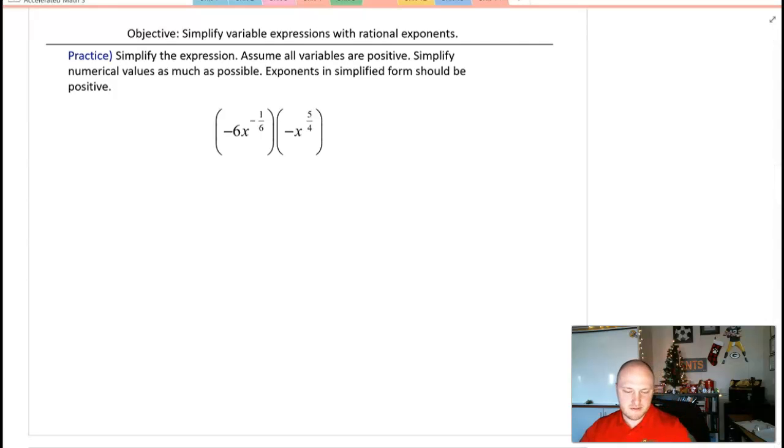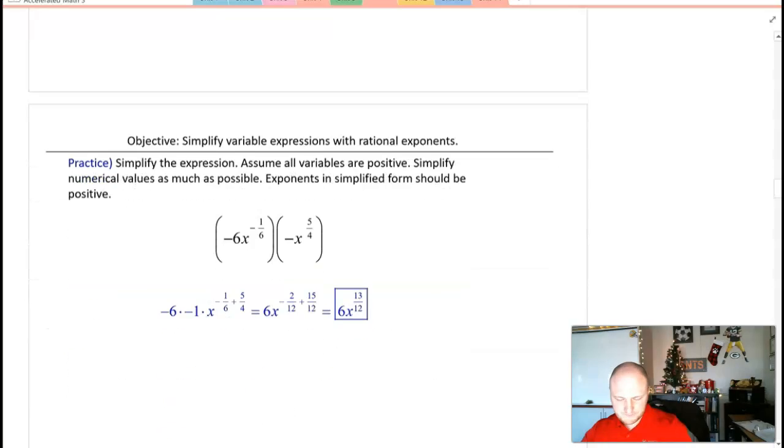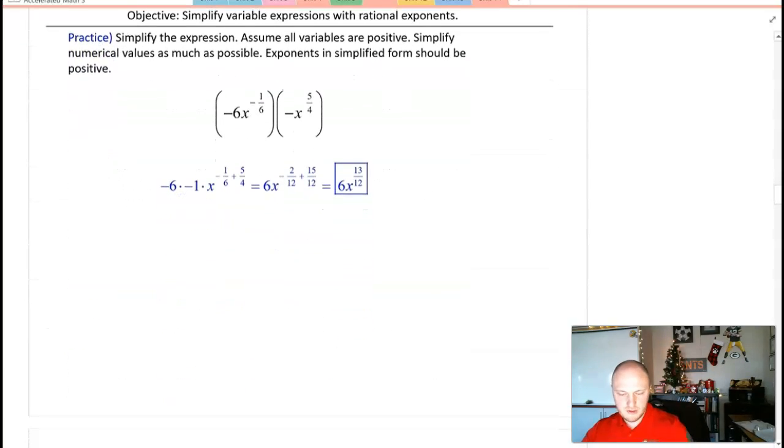All right, hopefully you had some time to work on this one. Here is the solution. So again, I'm going to multiply coefficients with coefficients. -6 times -1 gives me a +6. And then x to the power of -1/6 times x to the power of 5/4. Well, you got to have a common denominator. So they found a common denominator of 12. And when we add the numerators, -2 plus 15, we get a final answer of x to the power of 13/12 multiplied with 6. So there's your final answer.